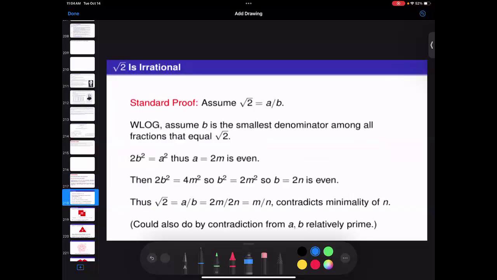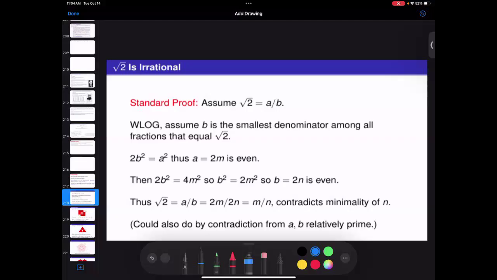Hopefully everybody has seen the standard proof that the square root of 2 is irrational. This is almost a requirement to be a math major. Assume the square root of 2 equals a over b. Without loss of generality, we can assume a and b are relatively prime. If not, remove all common factors. So we then square things and we get 2b squared equals a squared. So 2 divides a squared.